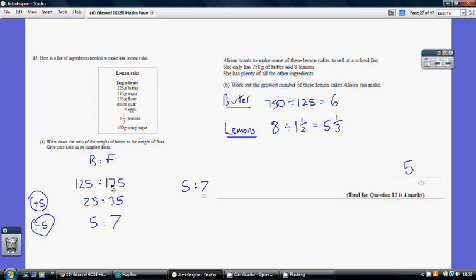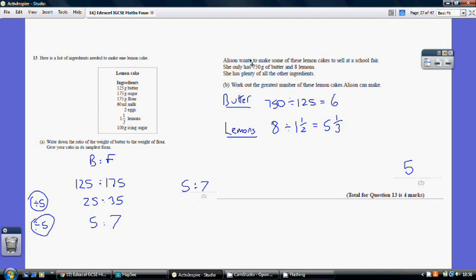They both end in a 5, so I would start off by dividing both by 5. That gives us 25 to 35. They still both have 5 on the end, so they can still be divided by 5. So dividing both by 5 again, we end up with a final ratio of 5 to 7.